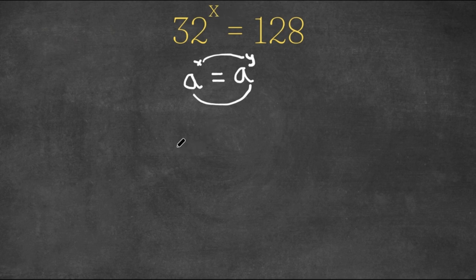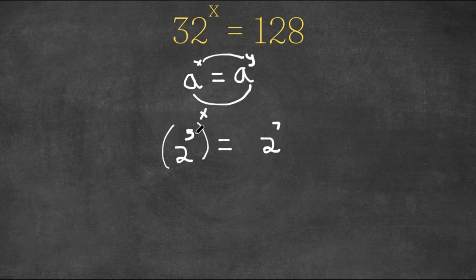Because 32 is 2 to the power of 5, and 128 is 2 to the power of 7. And 2 to the power of 5 would be to the power of x, because we're replacing 2 to the power of 5 with 32. And this is equal to 2 to the power of 7.